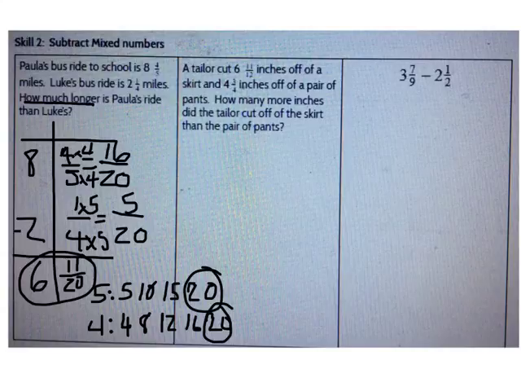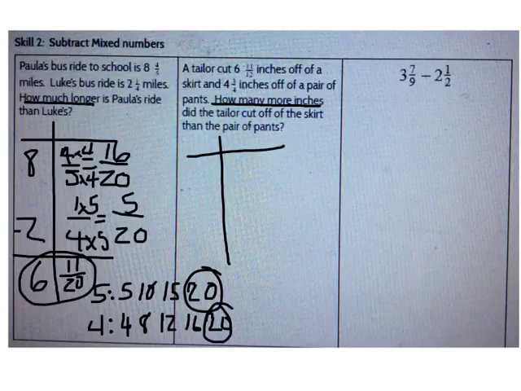A tailor cut 6 and 11/12 inches off of a skirt and 4 3/4 inches off of a pair of pants. How many more inches did the tailor cut off the skirt than the pair of pants? Well, what operation do I need to use to solve this problem? I need to subtract. I'm finding a difference. So I'm going to write my numbers in my T-chart. 6 and 11/12 minus 4 3/4.